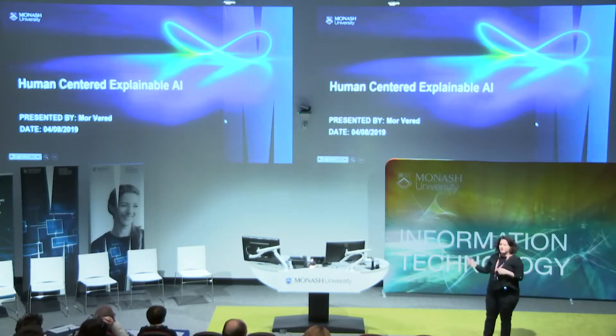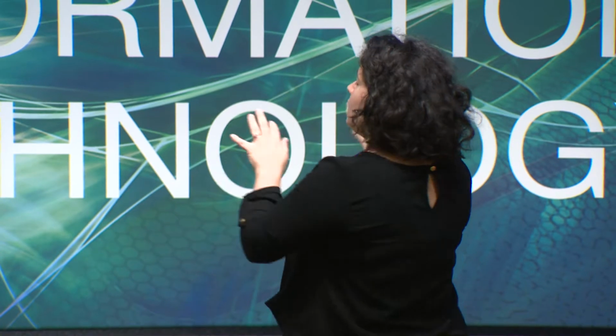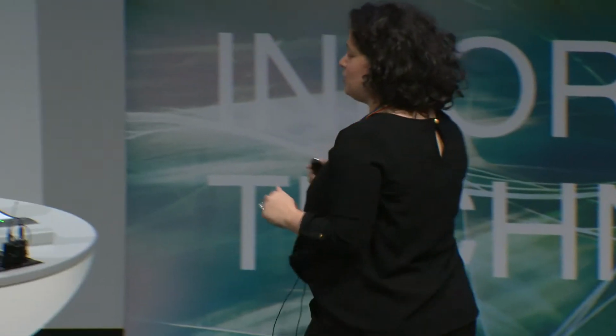My name is Mor Vered. I'm a lecturer here with the Faculty of IT. My expertise is kind of varied because I come from a very multidisciplinary background. My undergrad was actually biology and chemistry. I then did my PhD in goal recognition. And then I did a postdoc at Melbourne Uni where I studied explainable AI, and that is now my current research topic. So happy to talk to you a little bit about that.